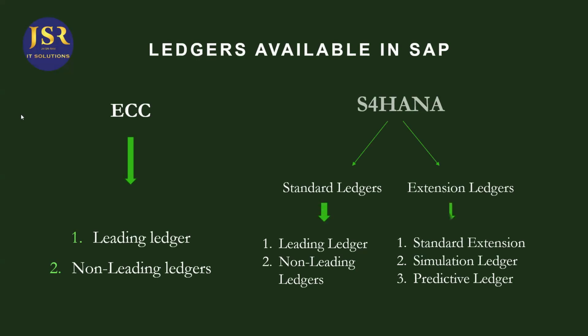In addition to that, in S4HANA, they have introduced the extension ledger concept. In that we have three categories: a standard extension ledger, a simulation ledger and a predictive ledger. Next, I'm going to take you through what the leading ledger, the non-leading ledger and the extension ledger are, one by one.